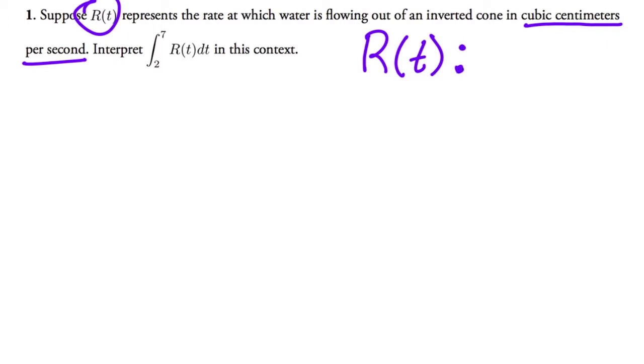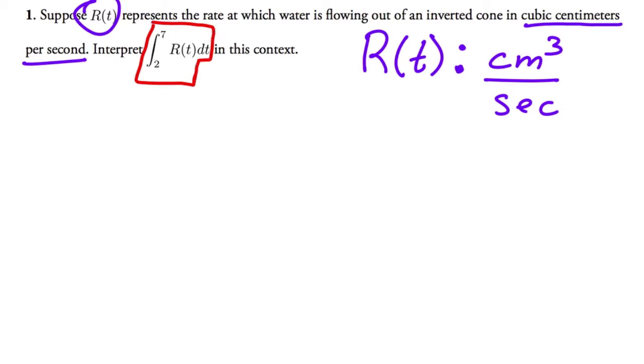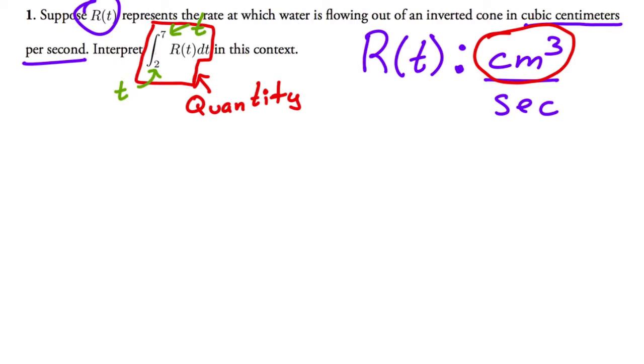So if the units of capital R of t are cubic centimeters per second, then remember that what the integral will basically tell you is, if r is the rate, when you take the integral, this represents the quantity. When you're talking about the quantity, you look at whatever the units are, and it's going to be the numerator, because that's the one that tells you the quantity. The rate is simply the quantity divided by seconds. And you have to remember that the limits of integration are values of the independent variable. Since here you're integrating with respect to t, those are t values. So those 2 and 7 represent seconds.